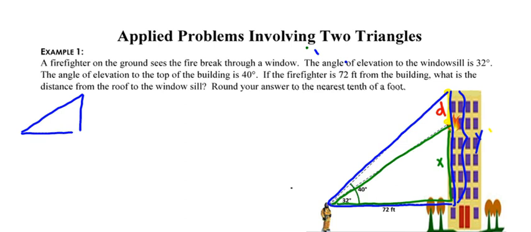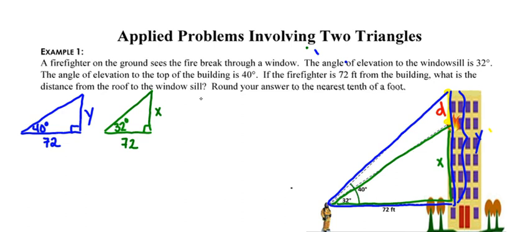The colors will be helpful to you if you have highlighters or colored pencils or colored pens. So this piece was y. In the blue triangle, that angle was 40 degrees, and that horizontal distance, the 72 feet. In the green triangle, I called that vertical distance x. Still the same horizontal distance of 72, but this angle had a degree measure of 32 degrees.